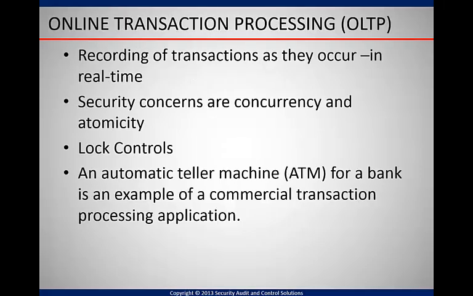Also, online transaction processing, OLTP, is the recording of transactions as they occur in real time. Consider that a couple of years ago, most transactions were done in batch when the system was able to do it. The security concerns are concurrency and atomicity. There are lock controls that we have to worry about, and an ATM, or automatic teller machine, for a bank is an example of a commercial transaction processing application.